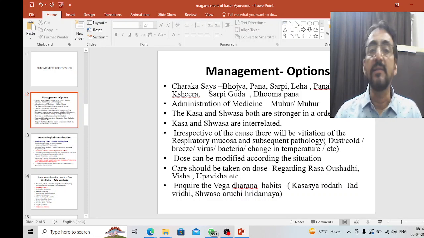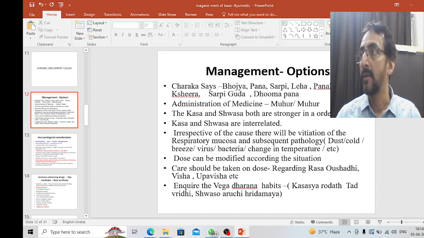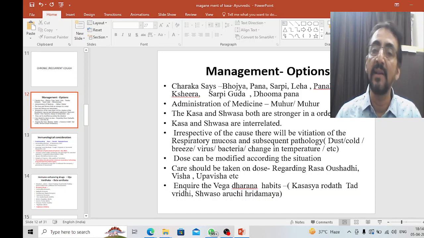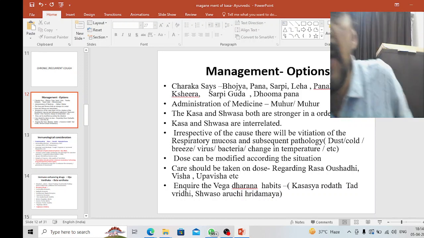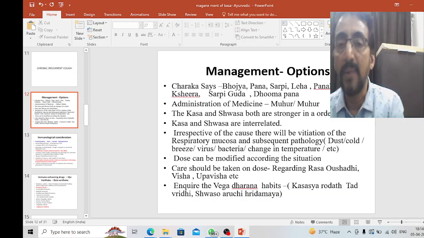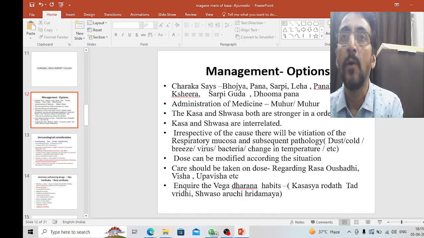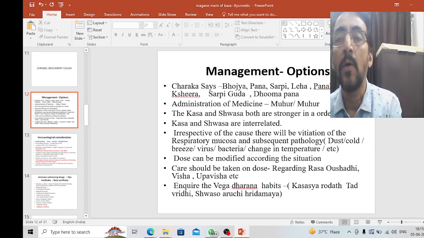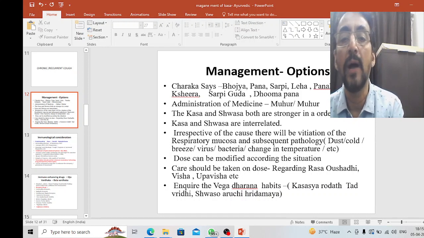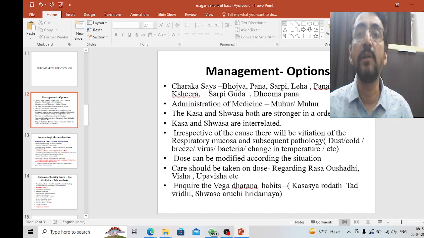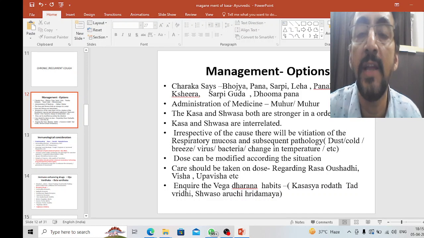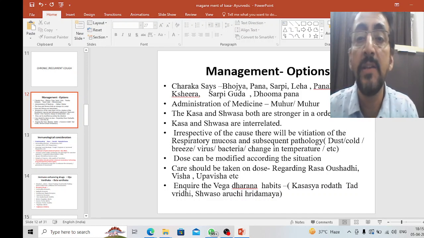Now, if you look into the classics, Charaka says that for the treatment of Kasa, we can opt for different types of options. How do you give the medicines in a patient of Kasa? Charaka says you can give the medicines in the form of Bojja, Pana, Sarpi, or Leha, or in the form of Panakas, or in the form of Kshiras, Sarpi, Guda, and even Dhumapana. These are the different options he has given. We have a lot of options for the administration of medicines, especially in children.